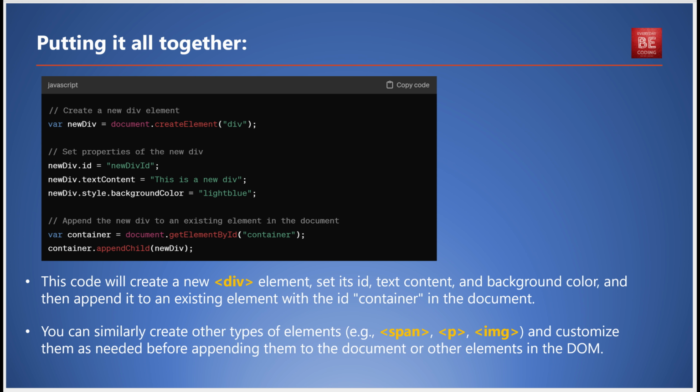The same process can be used to create other types of elements like span, p, img, and so on. Customize them as needed and append them to the document or other elements in the DOM. This gives you a great deal of flexibility and control over your web page structure and content. Remember, JavaScript's power lies in its ability to manipulate the DOM dynamically and interactively. Keep experimenting, keep coding, and you'll uncover even more ways to make your web pages dynamic and interactive.